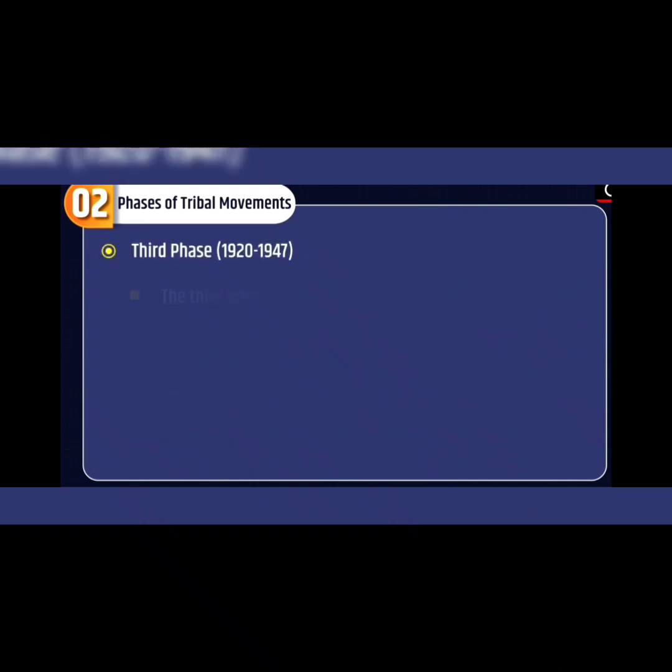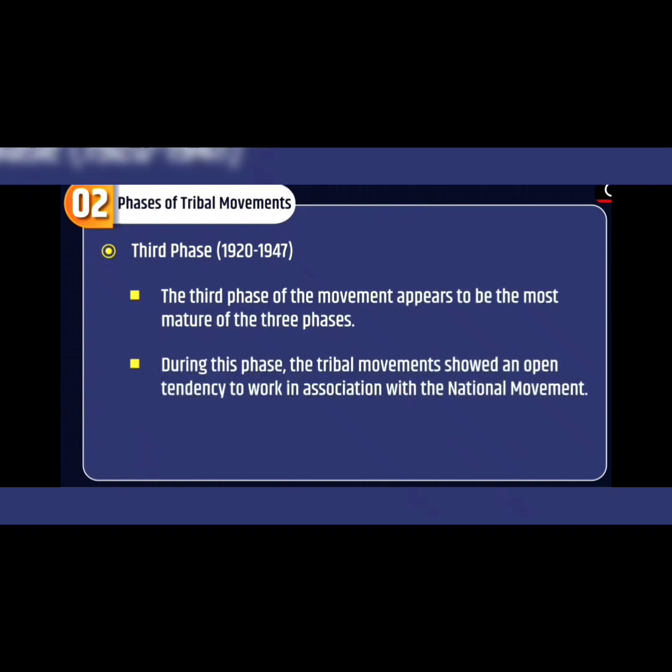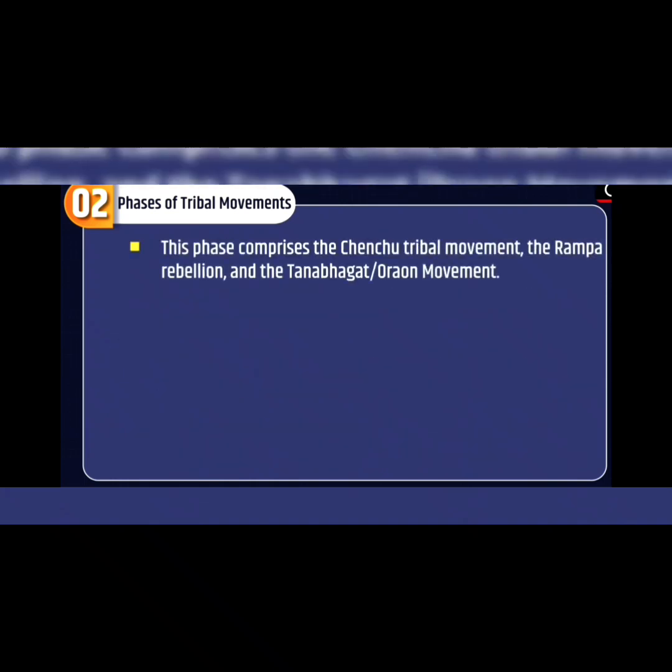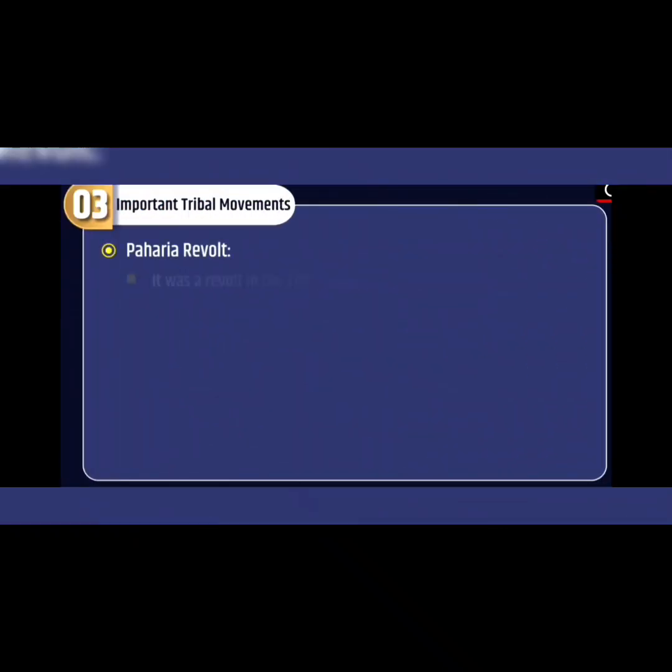Third phase, 1920 to 1947. The third phase of the movement appears to be the most mature of the three phases. During this phase, the tribal movements showed an open tendency to work in association with the national movement. The leadership of this phase was mainly derived from educated tribals and the Gandhian social workers. This phase comprises the Chenchu tribal movement, the Rampa Rebellion and the Tana Bhagat or Oraon movement. Now moving on to important tribal movements.